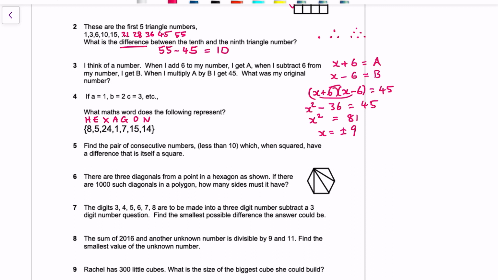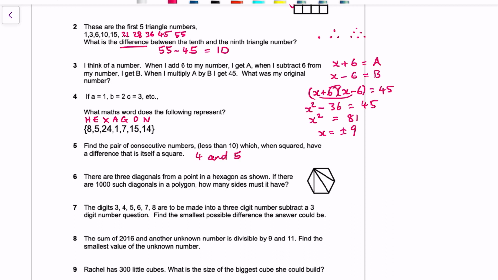Find the pair of consecutive numbers less than 10, which when squared have a difference that is itself a square. Okay, so we could just guess this because there's not that many possibilities. So take a pair of consecutive numbers, let's go 3 and 4, and when we square those, 4 squared minus 3 squared is 16 minus 9, which gives 7. That's not a square number. So just go process of elimination there, trial and error, and you'll find that the answer is 4 and 5.